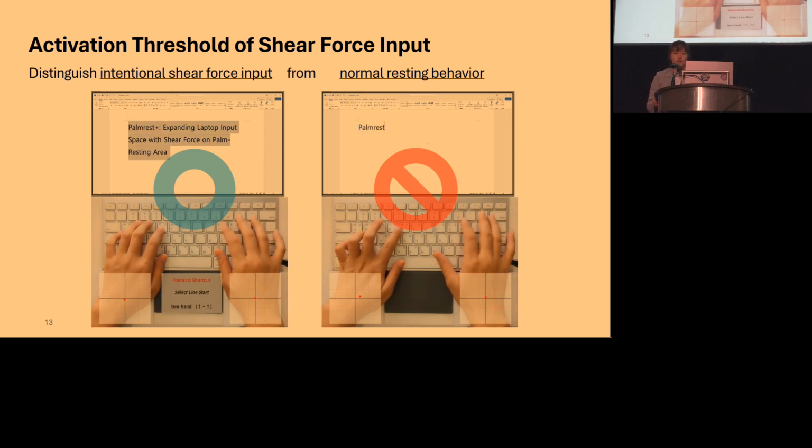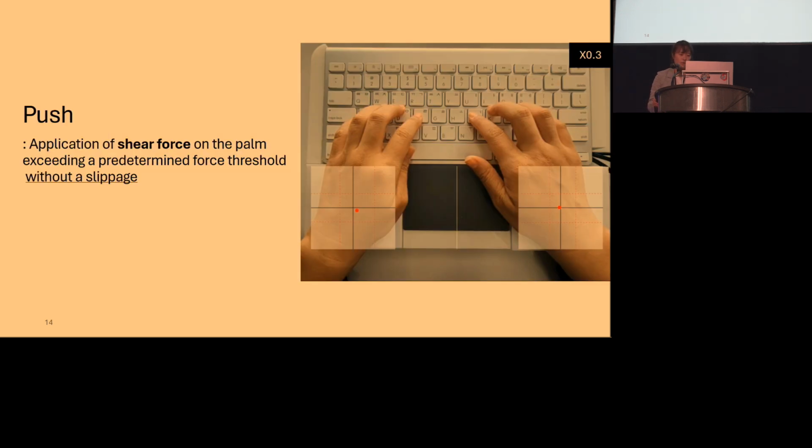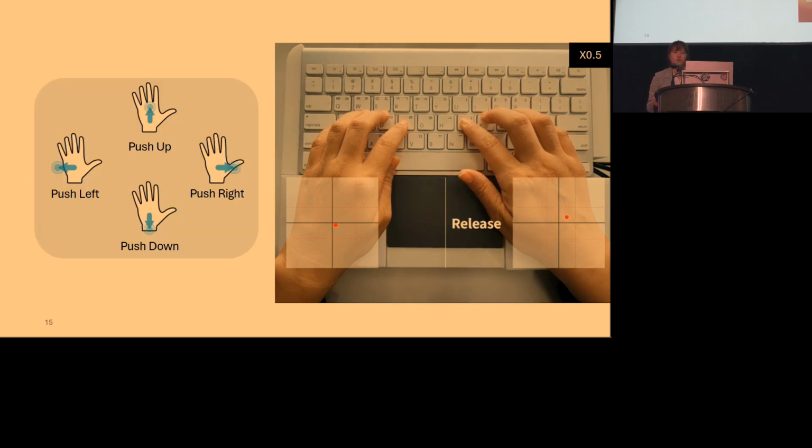To use this shear force as an input, it is important to prevent false activation that may occur during regular typing. Therefore, we determined the activation threshold of shear force input to distinguish intentional input from normal resting behavior. We first defined a push action as an application of shear force on the palm exceeding a predetermined force threshold without slippage. This push action can be made in 4 directions, including up, down, left, and right.